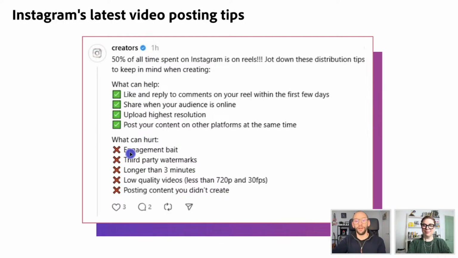Anyway, what can hurt? Stuff that we know. Don't bait engagement. Don't just say, comment, tips in the chat to receive my playbook or whatever. So try and stay away from that, because that is what Instagram are trying to engineer against. Don't go over 3 minutes, don't have third-party watermarks, and don't post content you didn't create. Super generic stuff. We should all be doing this anyway, right? But always a good reminder anyway.